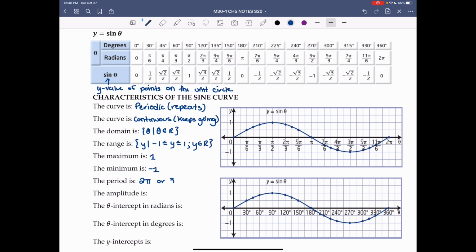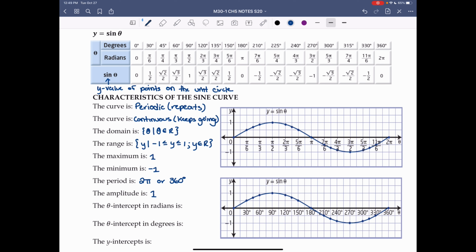Or in degrees, 360 degrees. The amplitude, from the center line to get to the max, we go from 0 to 1, so that's an amplitude of 1. Or looking at the min, from the center line, we go down 1 to get to our minimum of -1. So our amplitude is 1.